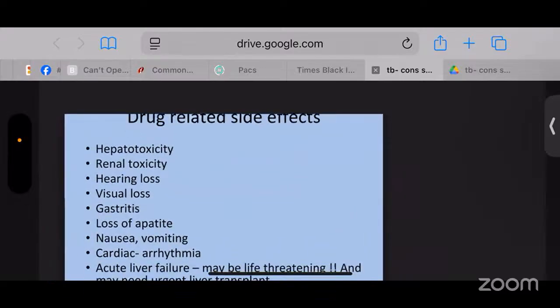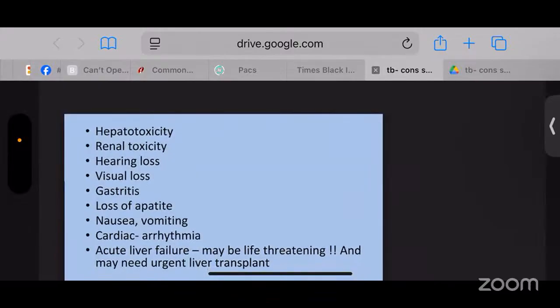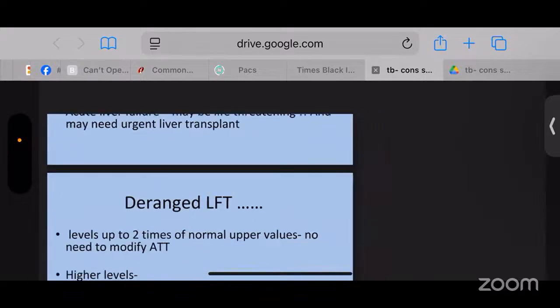There are various side effects of these anti-tubercular drugs. They can affect the liver, the kidney, and lead to hearing loss, visual loss, gastritis, loss of appetite, and minor symptoms like nausea, vomiting, and serious symptoms like cardiac arrhythmias and liver failure. These are life threatening and can happen with some drugs. So always be in touch with a good chest physician whenever you administer TB medications.